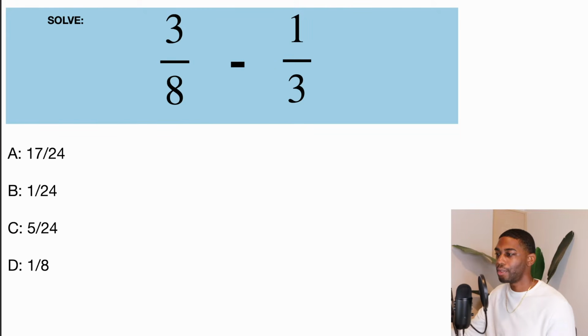All right, let's go ahead and try this other question. 3/8 minus 1/3. So this is a good one because we need a common denominator. At this point, we know this, right? However, 3 doesn't go into 8 directly. So how then do we find a common denominator? What does 8 go into that 3 also goes into?